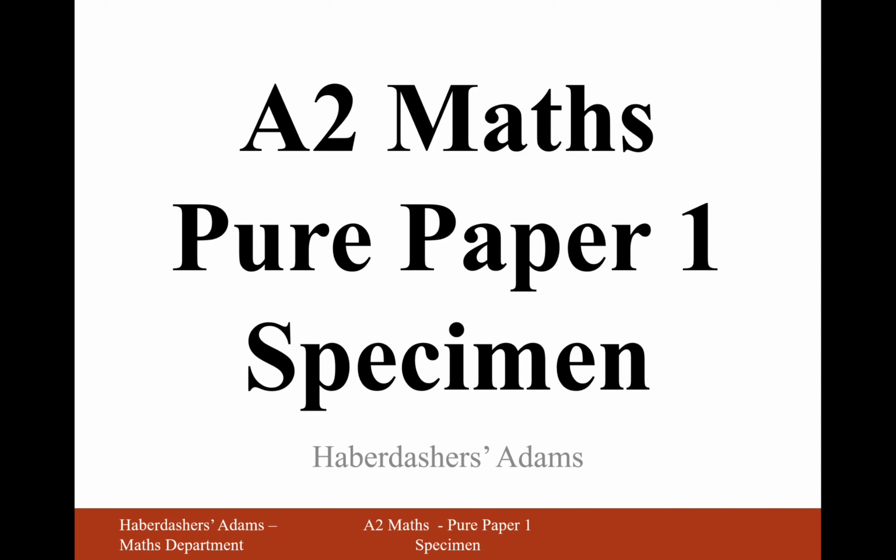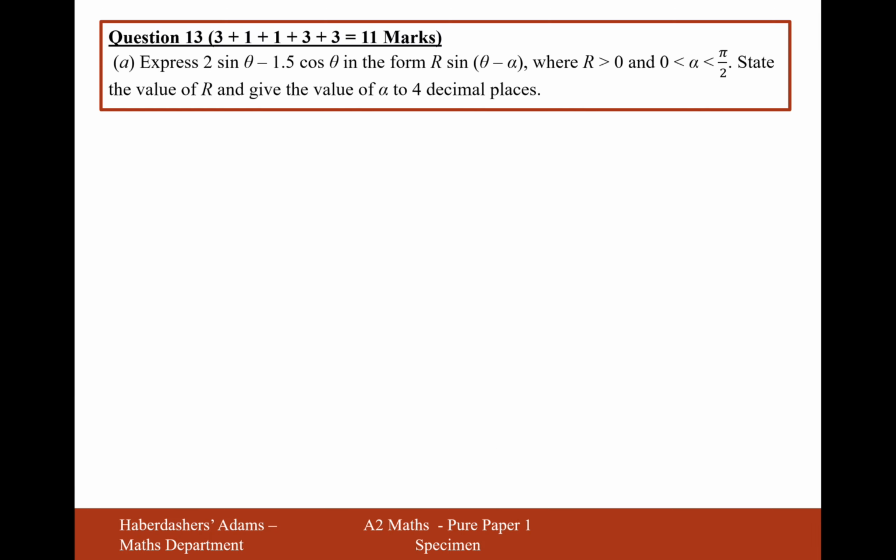Hello there and welcome to A2 Maths on Specimen Paper 1, and here we're looking at question 13, a trigonometry question. So part A is: express 2 sine theta minus 1.5 cos theta in the form r sine (theta minus alpha), with alpha to 4 decimal places. So let's get started on the r sine (theta minus alpha) part.